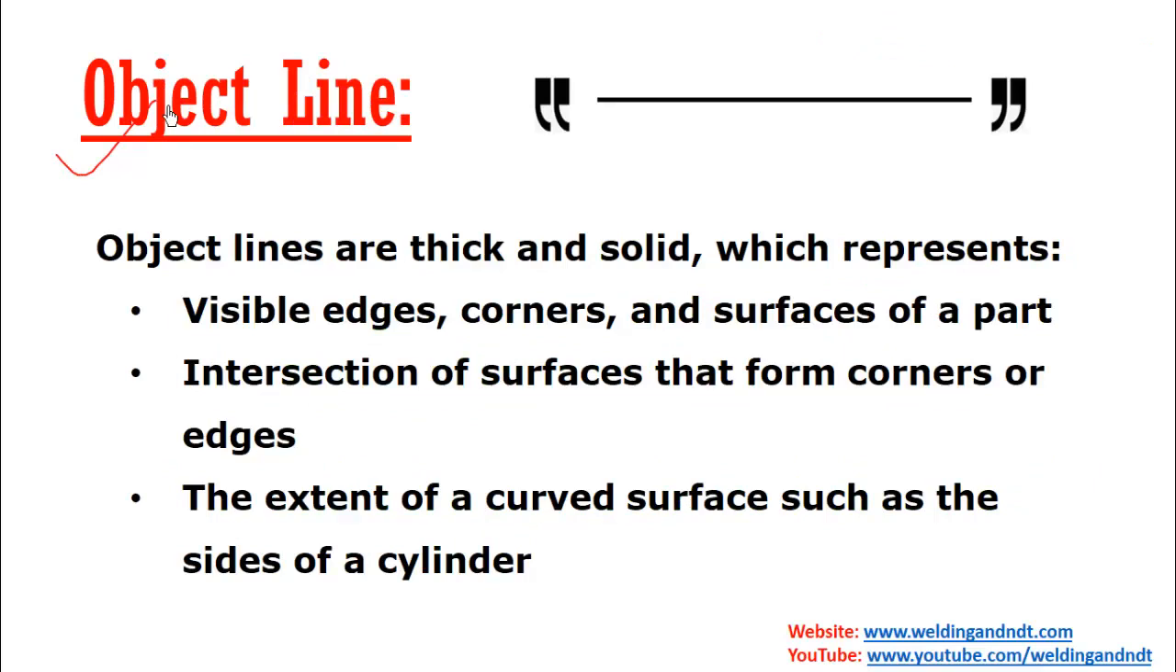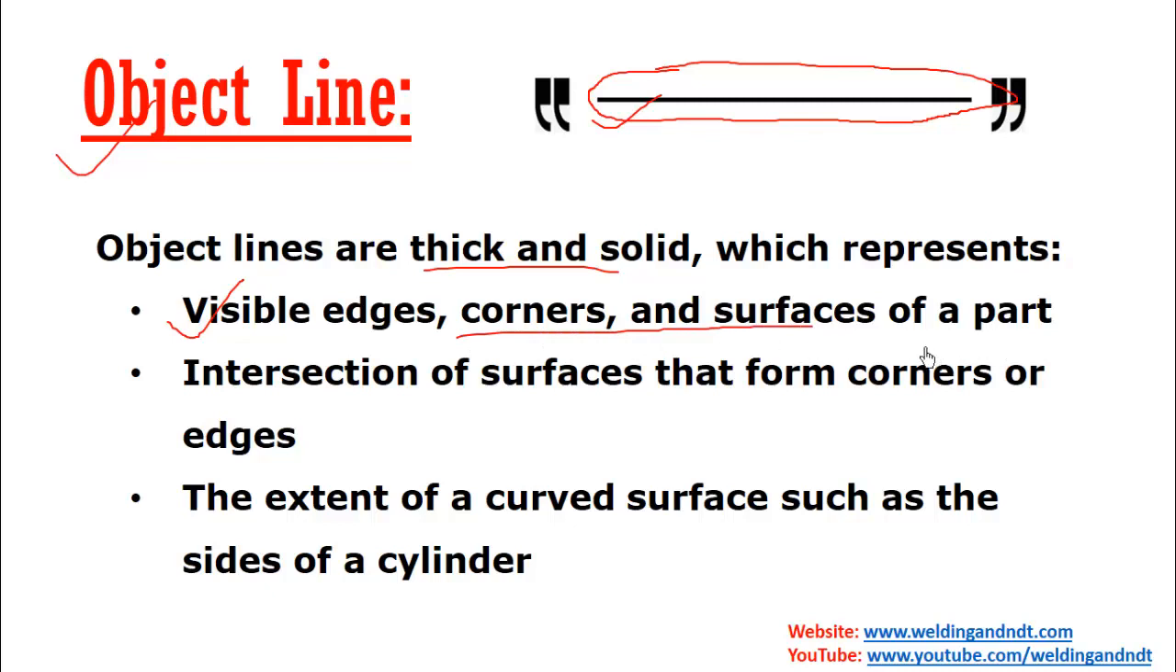Object line is one of the very basic and fundamental lines, and it is shown in this way. It's a thick and solid line. Here you can see this line is a thick and solid line. This line actually shows the visible edges. All the visible edges are shown by the object lines, the corners and the surfaces of a part. Secondly, if you have an intersection, the intersection surfaces or the corners are also shown by the object line. And if you have a cylinder, then the extent of that cylinder is also shown by the object line.